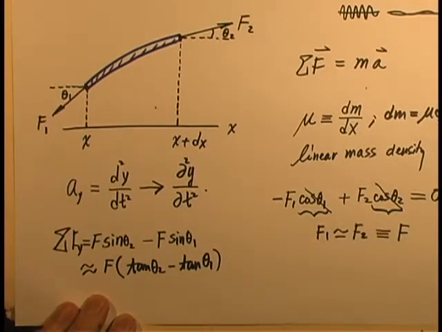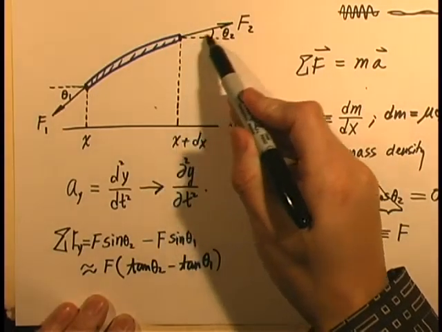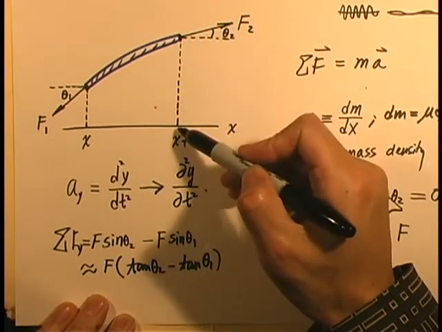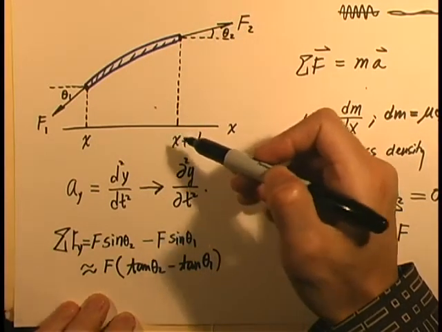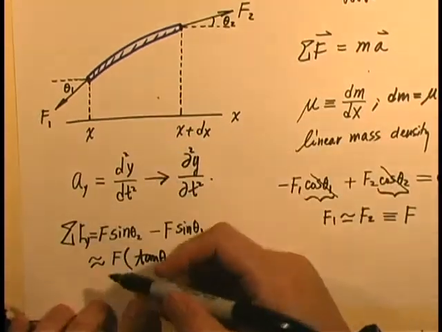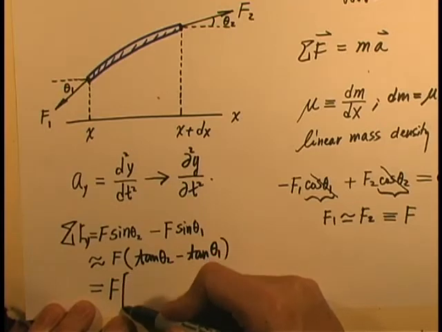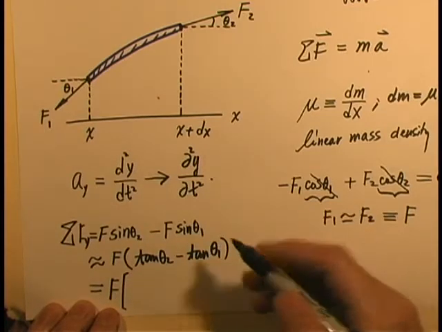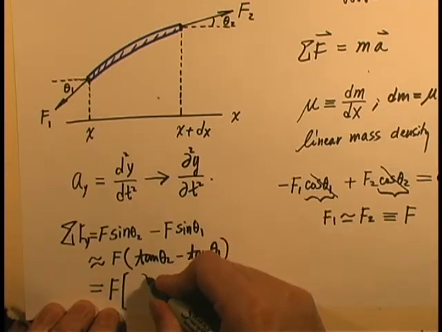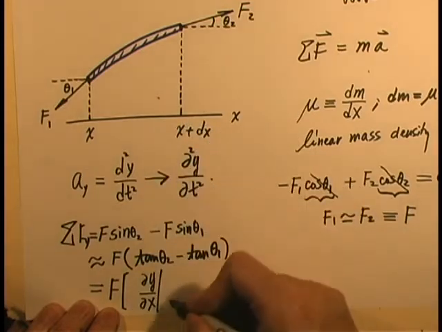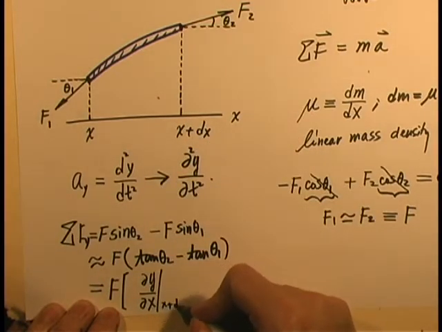Exactly what is tangent theta 2? Tangent theta 2 is the slope of the tangential line at this location. In other words, I can write this as the slope, which is partial y, partial x at what location? At this location, x plus dx.